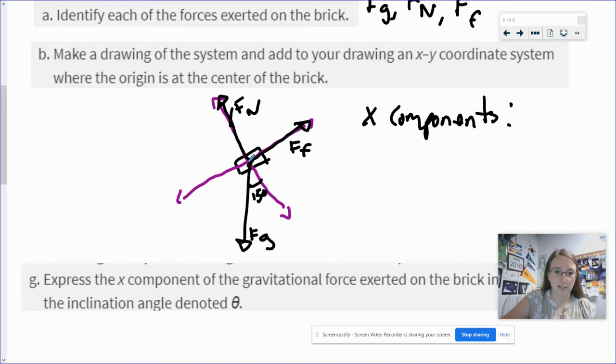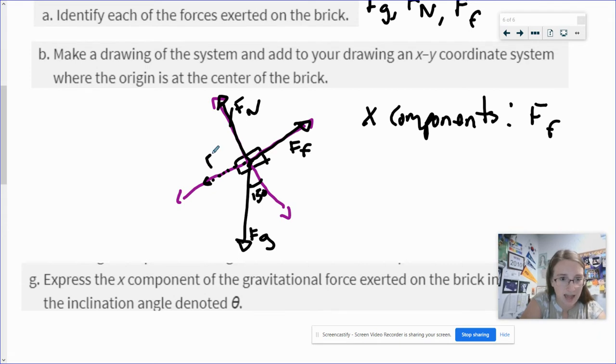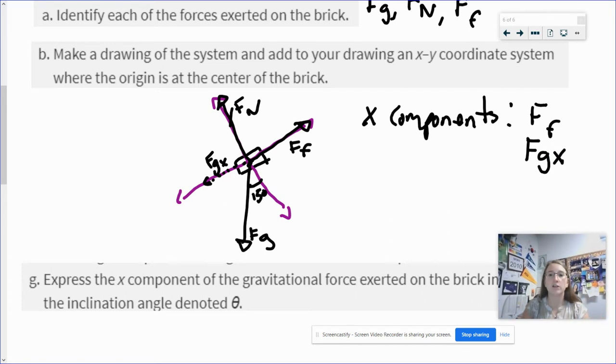Now there's one direct x component right here, right? The force of friction is an x component because it is only in the x direction. But we also have another x component, even though it's not labeled on this graph. It is the x component of gravity. This right here is going to be the x component of gravity. So here's my two x components, the force of friction and the force of gravity in the x direction. What I'm going to show is that those are equal but opposite.